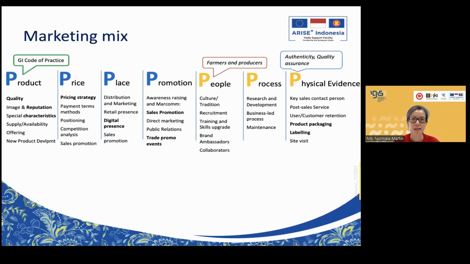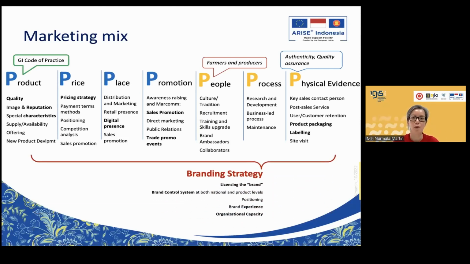Then you have people, processes, and physical evidence. The last three P's are related to quality assurance and maintaining the authenticity of your products, because there are so many fake products in the market. To do so, you have to really empower your farmers and producers to make sure that they continue producing the right products, as specified by the code of practice. All of this then allows you to strategize for your branding, control, procedure, and positioning. And of course, you need a strong organizational capacity. Your organization, the GI lodge or whatever you call it, the association, has to have the capacity to handle all of these processes.